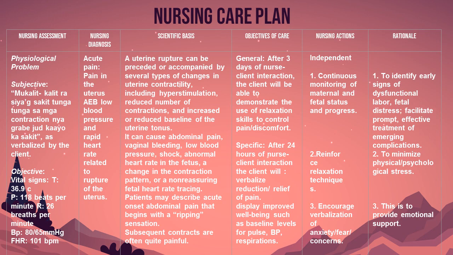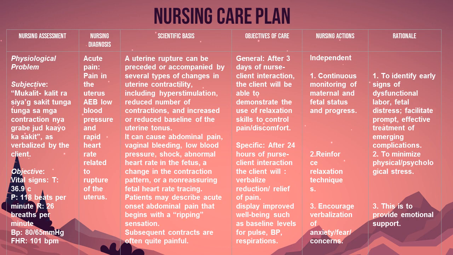For our nursing diagnosis, we have acute pain in the uterus as evidenced by low blood pressure and rapid heart rate related to rupture of the uterus. Our scientific basis for this is that a uterine rupture can be preceded or accompanied by several types of changes in uterine contractility, including hyperstimulation, reduced number of contractions, and increased or reduced baseline of the uterine tonus. It can cause abdominal pain, vaginal bleeding, low blood pressure, shock, abnormal heart rate in the fetus, and a change in the contraction pattern or a non-reassuring fetal heart rate tracing.